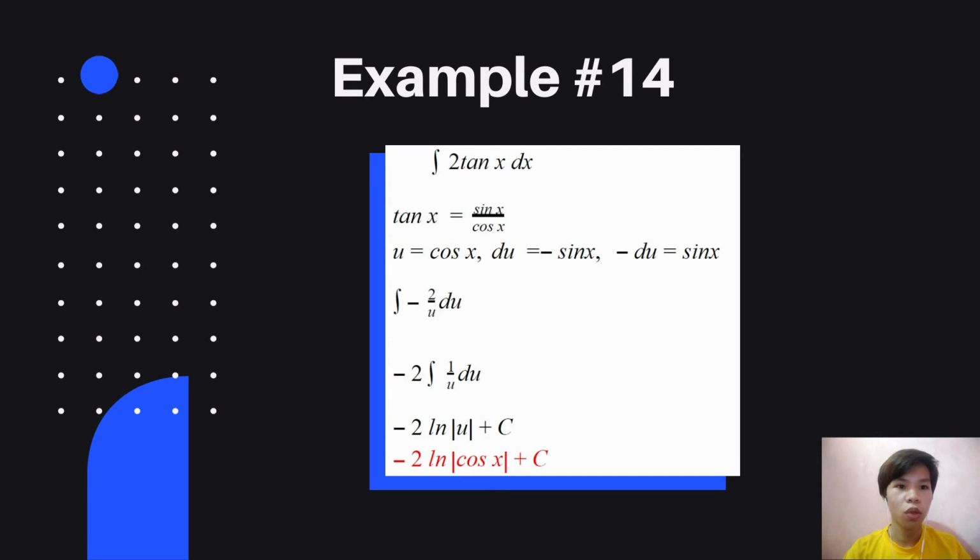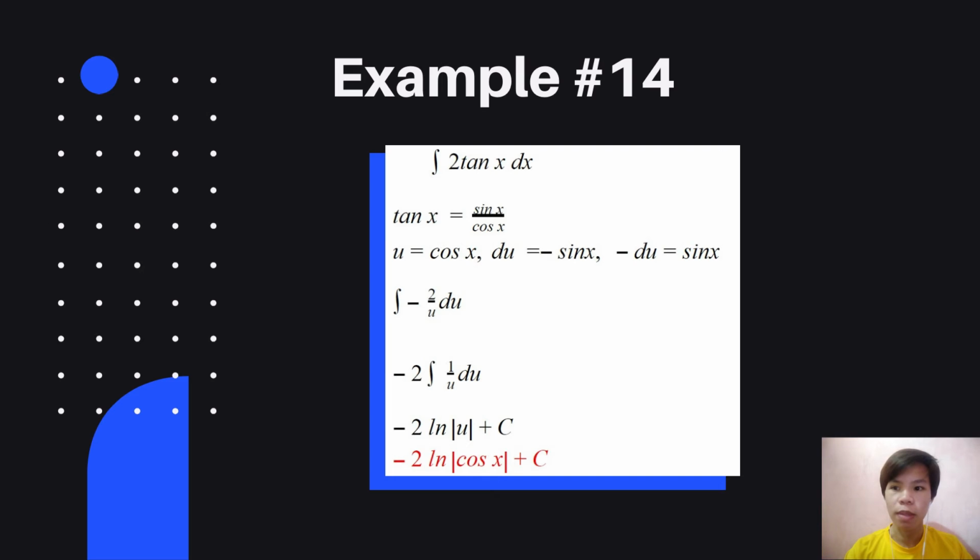Then we can substitute u and du to the integral. The integral of negative 2 over u times du. And since negative 2 is constant, we can move negative 2 out of the integral. Negative 2 times the integral of 1 over u times du. Then integrate the integral and multiply by negative 2.